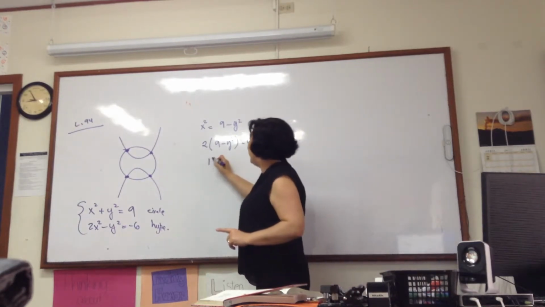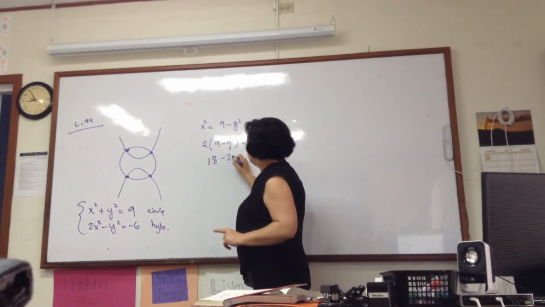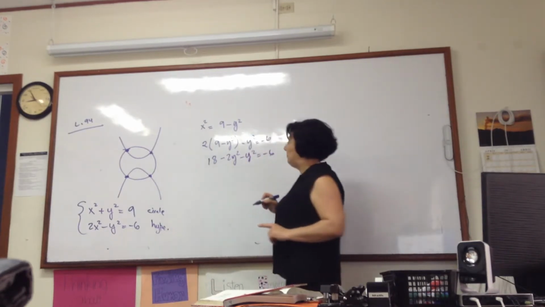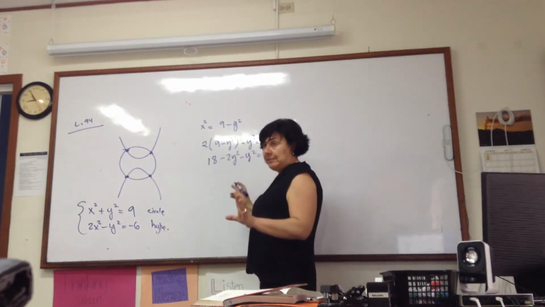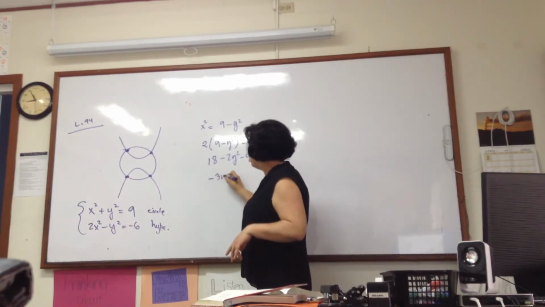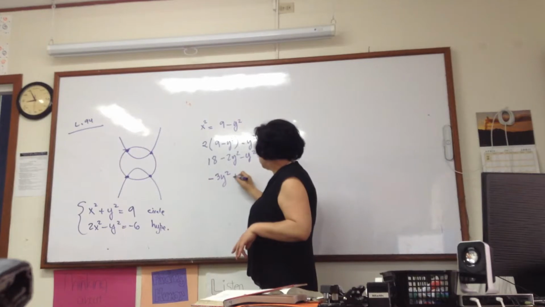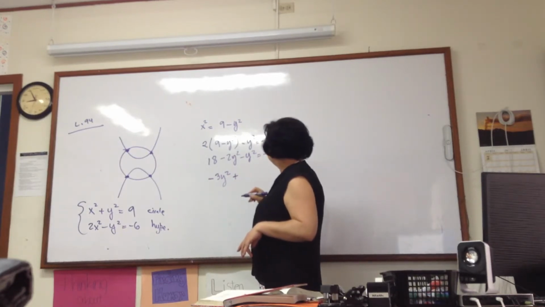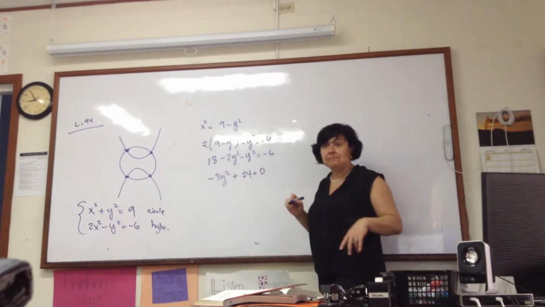So I got that 18 minus 2y squared minus y squared equals minus 6. So I'm going to equal everything to 0 because that's always my best bet. And I've got that minus 3y squared plus 24 equals 0. Do you agree?